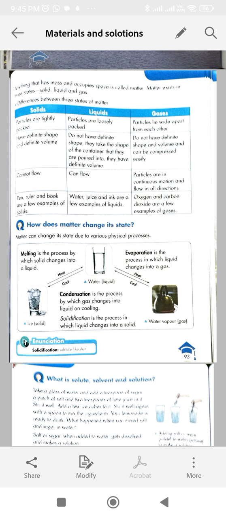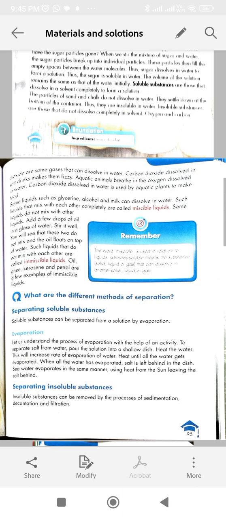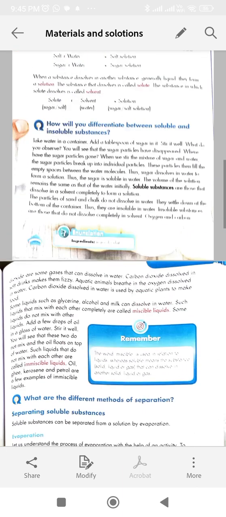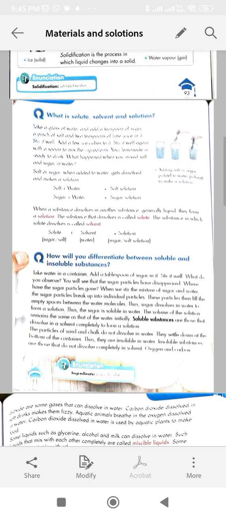So now we're going on to page number 94. Okay, so now let's read it.